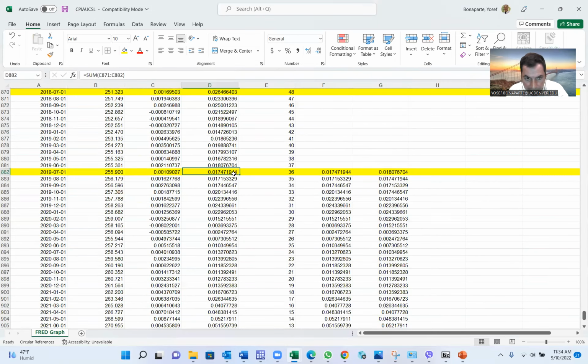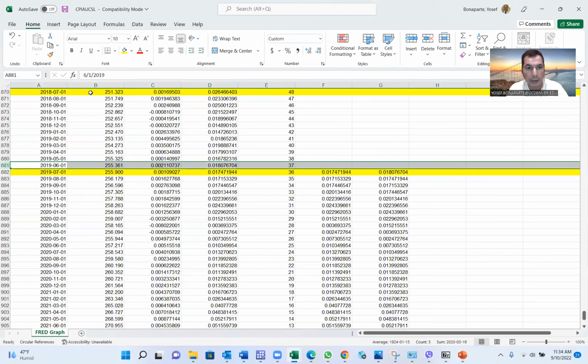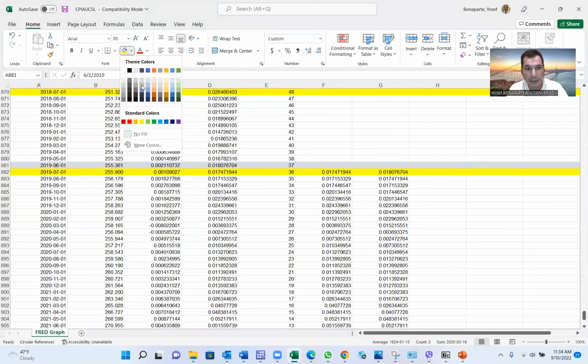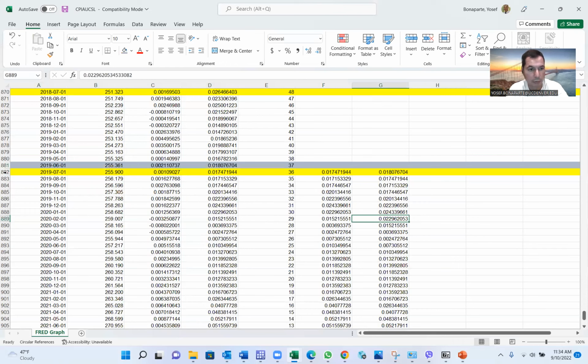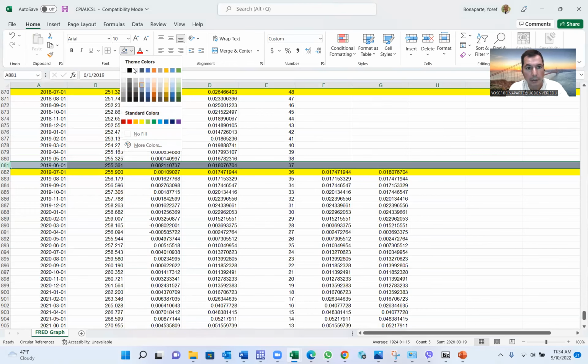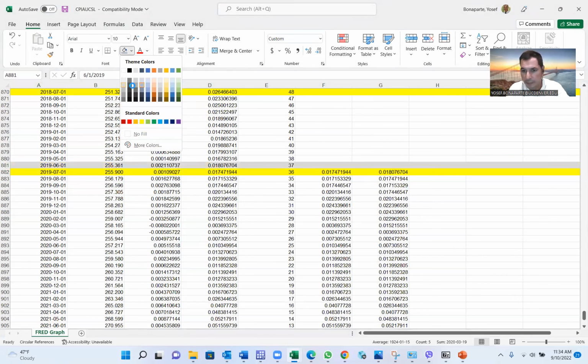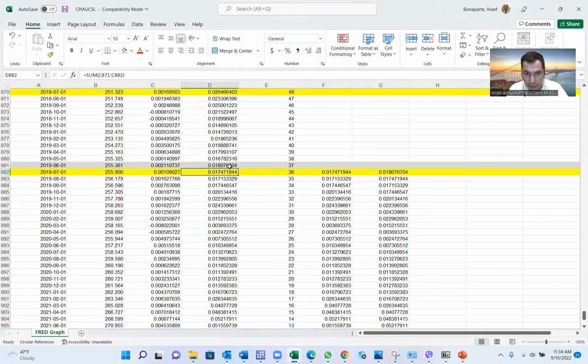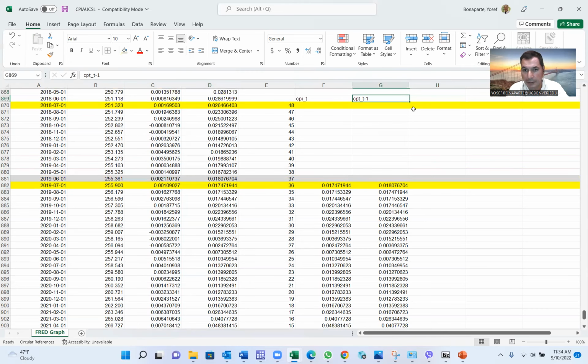So notice, this is the CPI, this is CPI minus 1, CPI minus 2, CPI minus 3. So when the current inflation is 0.0174, the previous inflation was 0.18. Let's make it a different color, something less dark. This is the inflation today, this is the inflation last time, and this is the one before. So now we have the CPI inflation rate at time T and T minus 1.